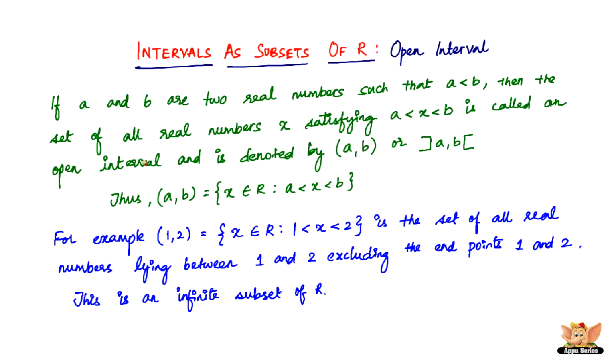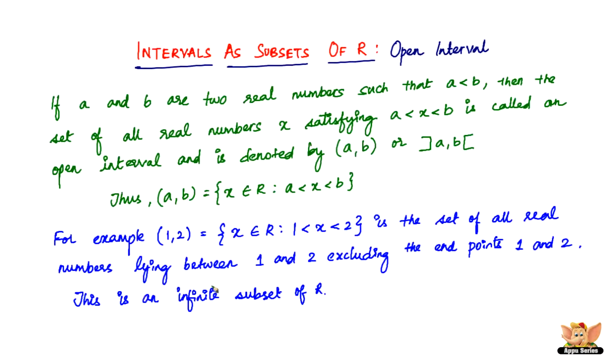Here we are with an example. For example, (1, 2) equals x belongs to R such that x is greater than 1 and less than 2. The most important thing to notice here is that x is not equal to 1 and not equal to 2. It is strictly greater than 1 and less than 2. Whatever x is greater than 1 and less than 2 forms the set of all real numbers lying between 1 and 2 excluding the endpoints 1 and 2. That's what x not being equal to 1 and 2 denotes.